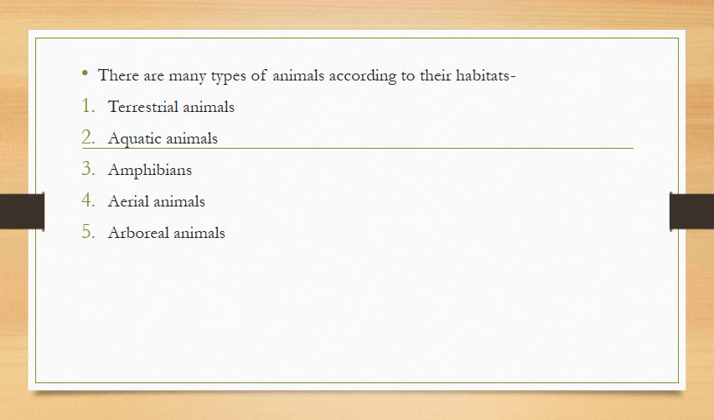So there are so many types of animals, we will learn one by one. First is terrestrial animals, second is aquatic animals, third is amphibians, fourth is aerial animals, and fifth is arboreal animals. Okay, there are 5 types of animals according to their habitats. Now we will learn one by one each and every type of animal.